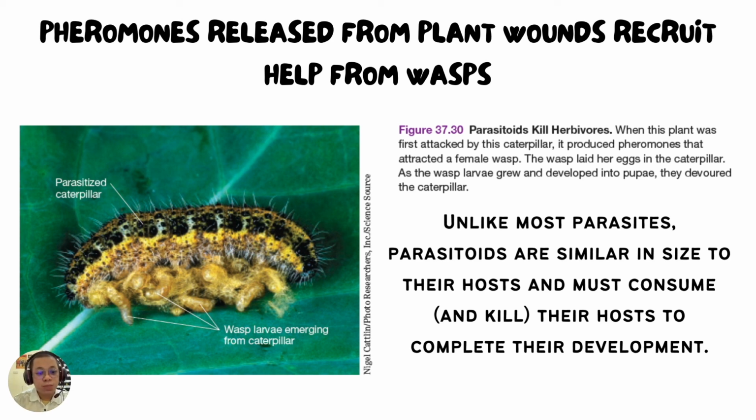So here in this photo, the caterpillar is a herbivore. It eats the leaves, and when this plant was first attacked by this caterpillar, it produced the pheromones that attracted a female wasp, and then the wasp laid her eggs in the caterpillar. As a result, the wasp larvae grew and developed into pupae and devoured the caterpillar.